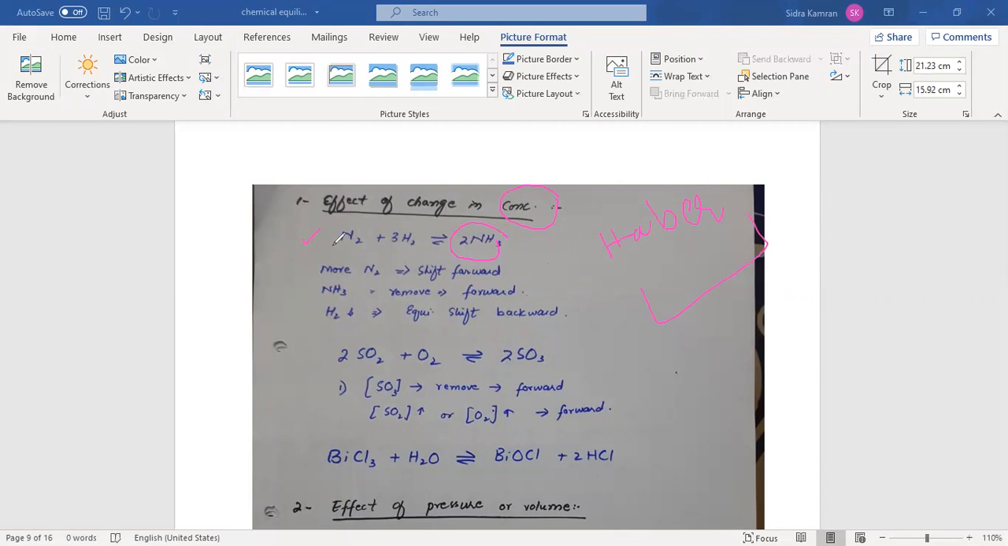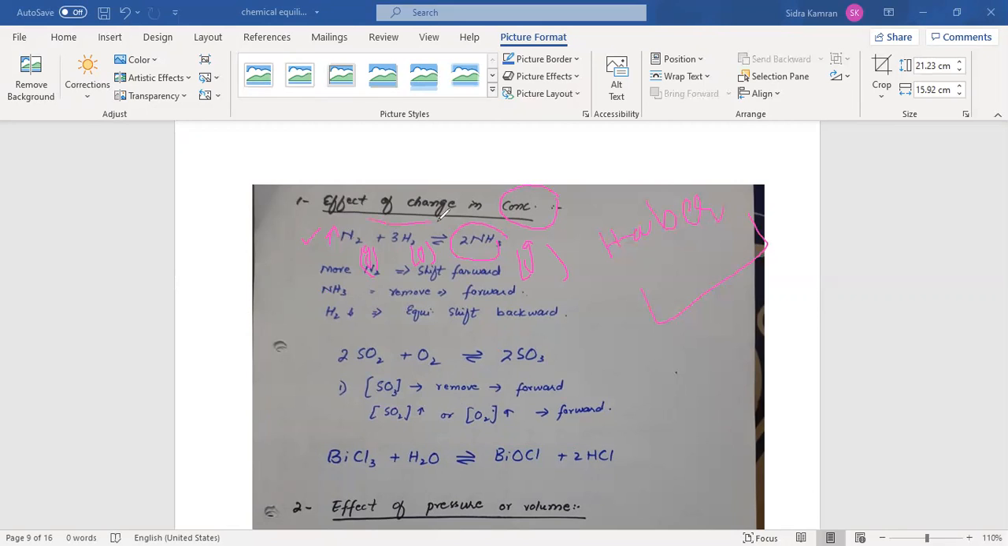If we increase the concentration of nitrogen, what will happen? Nitrogen gas is a reactant. These are all in the gas state: nitrogen gas, hydrogen gas, and ammonia gas. If we increase the concentration of nitrogen, then the equilibrium will be disturbed. To maintain that equilibrium, the reaction moves forward to consume the added nitrogen. The forward reaction increases.